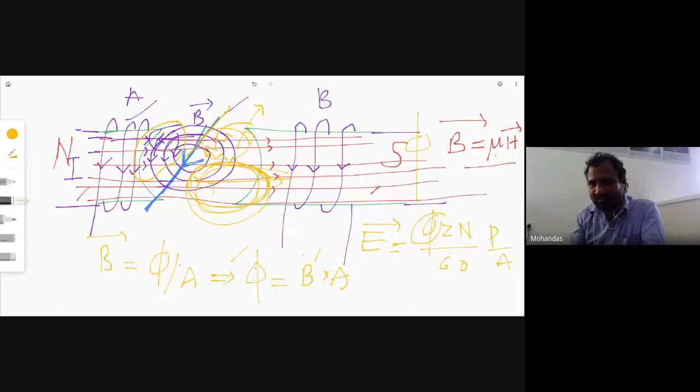How to calculate B here? B can be calculated from mu into H. How to calculate the H here? What you have derived now, by using those formulas only, you can calculate the H. Okay? So this is equal to what? Mu into H into A. Okay, right? This is H and this is phi. So if you want to design a particular machine, DC motor or transformer, anything else in electrical machine, or any machine, you should know what is the value of the flux to generate a particular value of EMF.